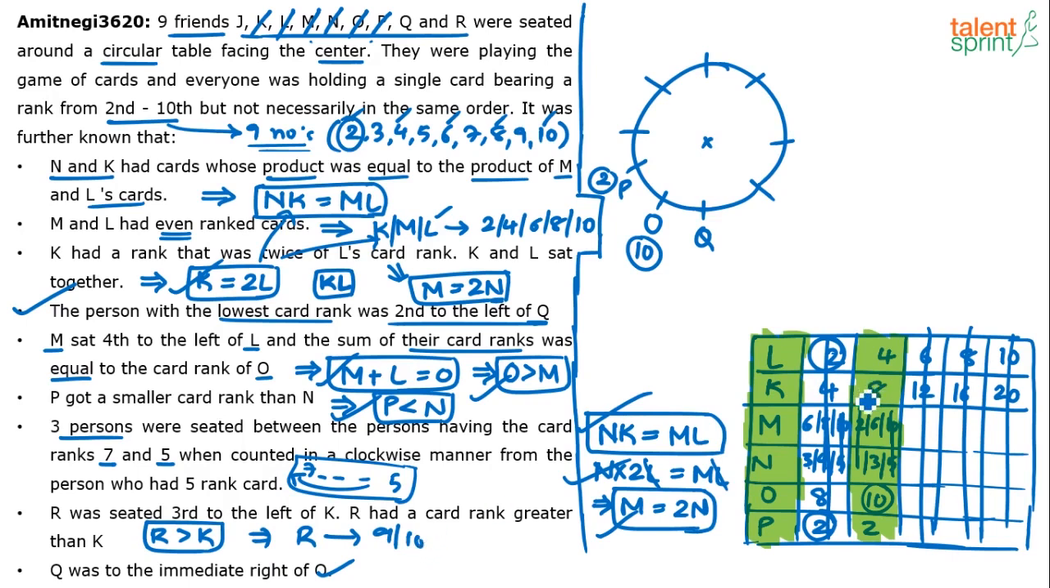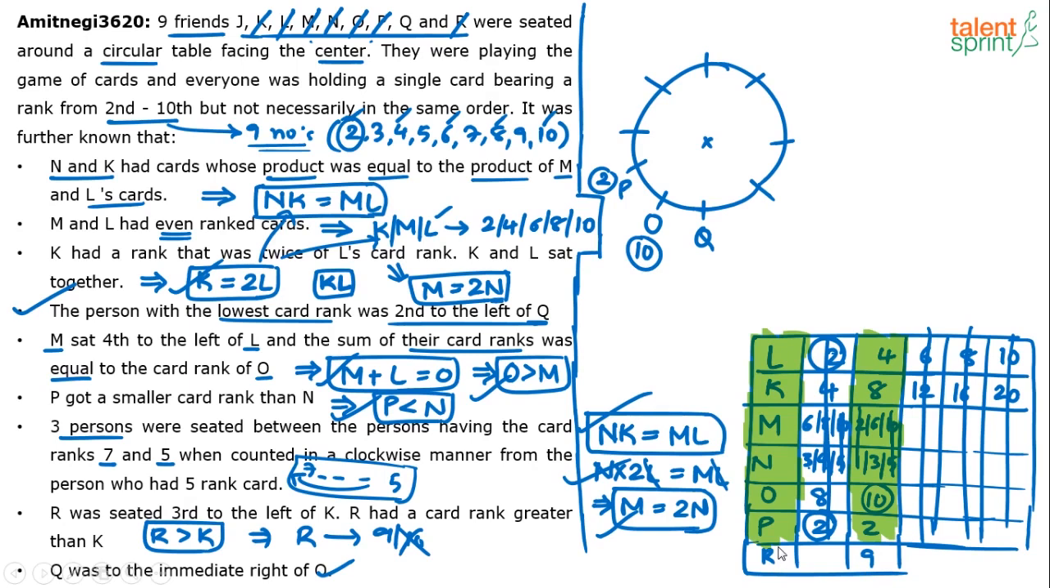Why is it so? Because see, K is equal to 8. K is 8. R is greater than 8. Greater than 8 means 9 or 10. But 10 is already fixed for O. So R cannot be 10. R is 9. So we have got one more number, R. R is equal to 9. Yes or no? Remember, R is equal to 9. Yeah, so R is also fixed.